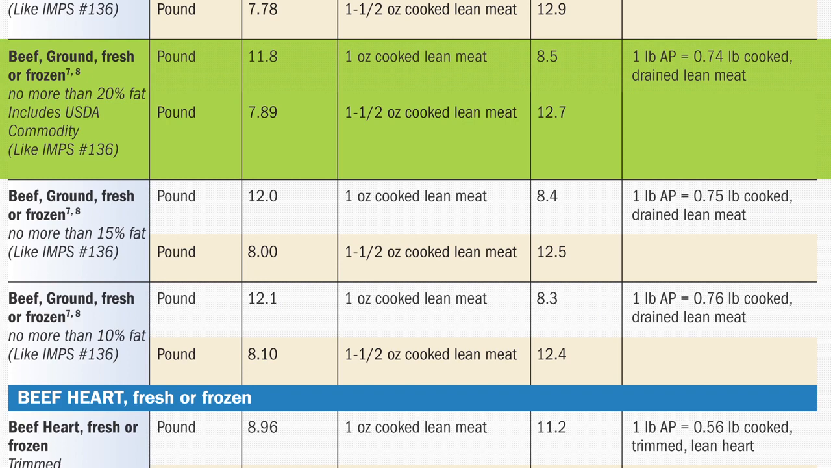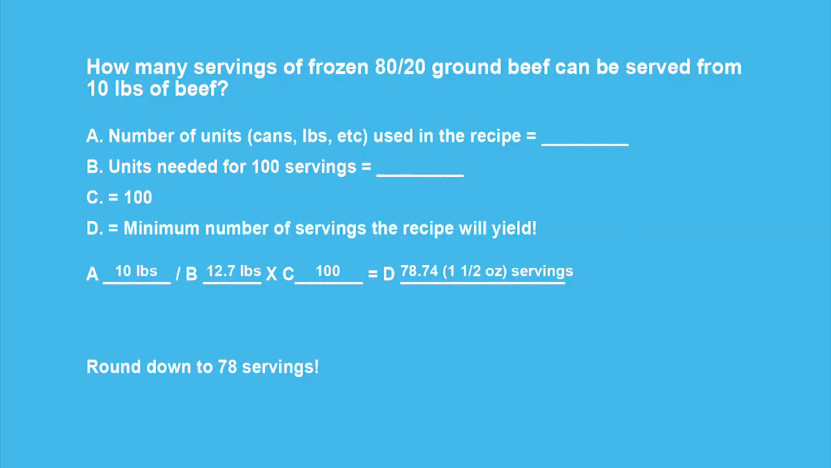You'll see that 80/20 ground beef is included under the listing for ground beef not more than 20% fat, crediting for each portion of cooked ground beef. So how many servings of frozen 80/20 ground beef will we be able to get from a recipe that uses 10 pounds of ground beef?